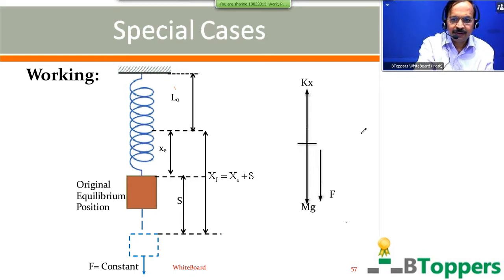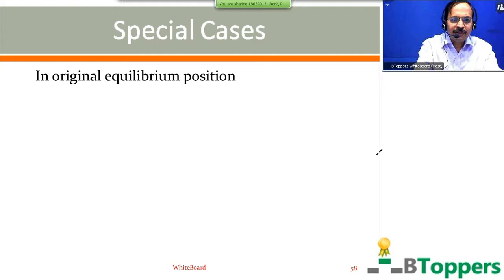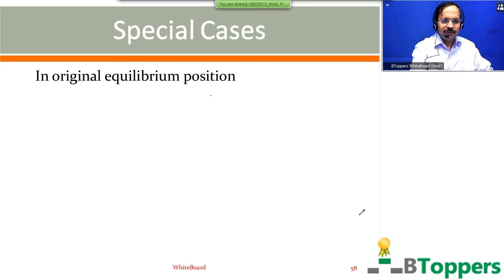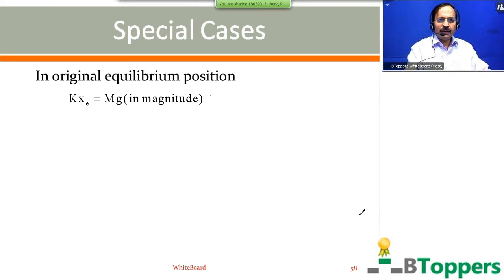Next, I am going to show you the working calculation part based on these two diagrams, which you can understand if you copy the two diagrams first. In case you need more time to copy these diagrams, you can take a pause and take your time. I'm going to show you the continuation for this. In the original equilibrium position, calculation part, Kxe equals mg in magnitude. So, I'm showing the calculation for the conclusion in case 2.